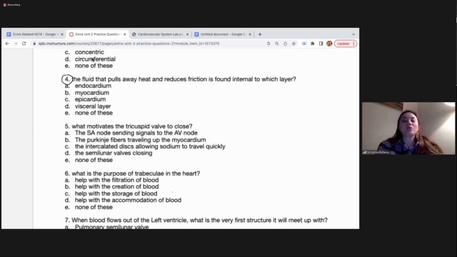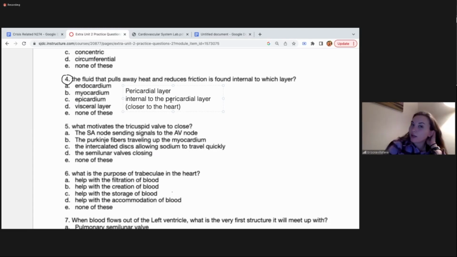Good, right? So this is trying to ask you for the pericardial layer. Internal to the pericardial layer would mean closer to the heart. And this fluid that pulls away heat and reduces friction would be found closer to the heart, internal to the pericardial layer. So between the visceral layer and the pericardial layer, so external to the visceral layer, internal to the pericardial layer. So this is kind of a tricky question, but the answer there would be E, because we're looking for pericardial layer. Good job, everyone.